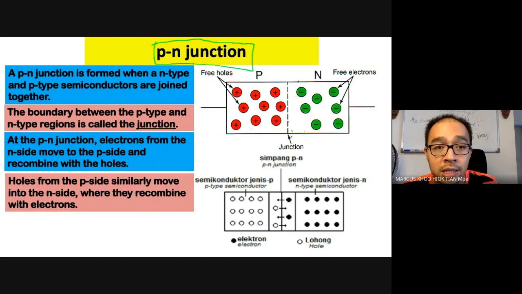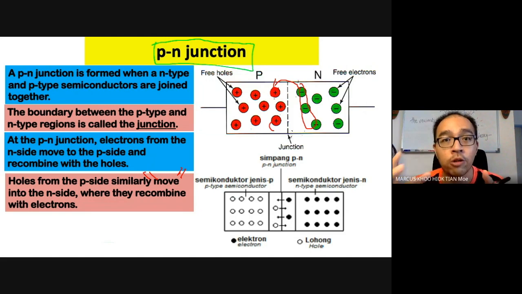Now, at the PN junction, the free electrons from the N side will move to the P side and combine with the holes. Okay, and similarly, the holes from the P side will move to the N side. Actually, it's not moving. What is happening? It will leave a hole here. Remember in the beginning part, I said that the holes actually are not moving. A hole is just the place where an electron can go in. So when the electron goes out, it's like you have left a hole in my heart. So the hole is just there.